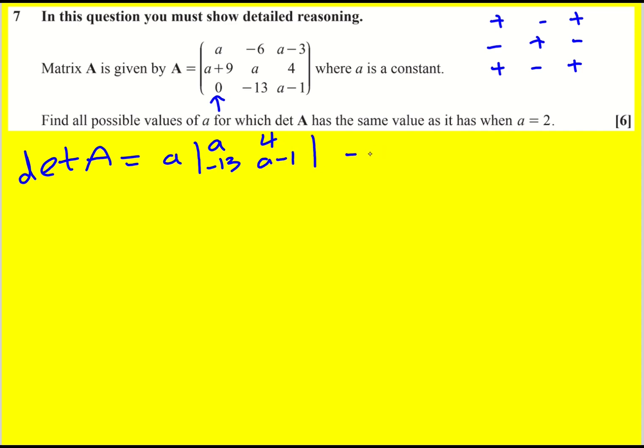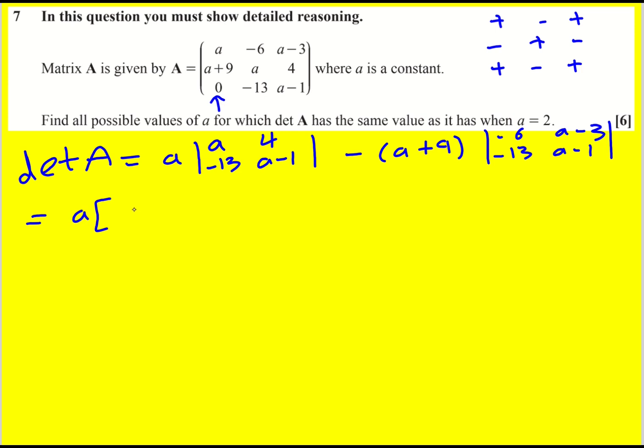For the next one, I'm going to be minusing because I'm in the second row, first column. So it's -1 to the 3, which is -1. So it's minus (a plus 9), and then cross this out. Got -6(a-3) minus 13(a-1). Actually, that's it, because the next one would be 0 times something. I'm just going to get 0. Brilliant.